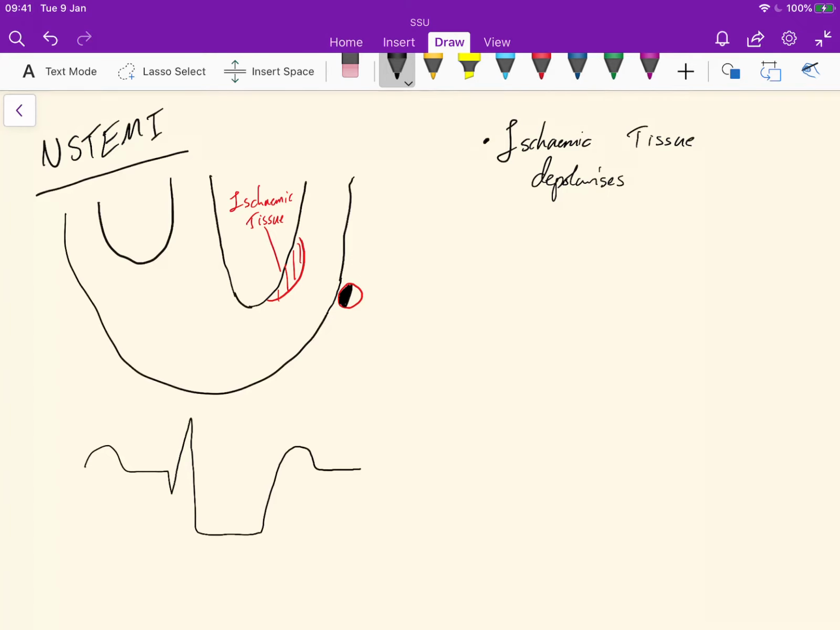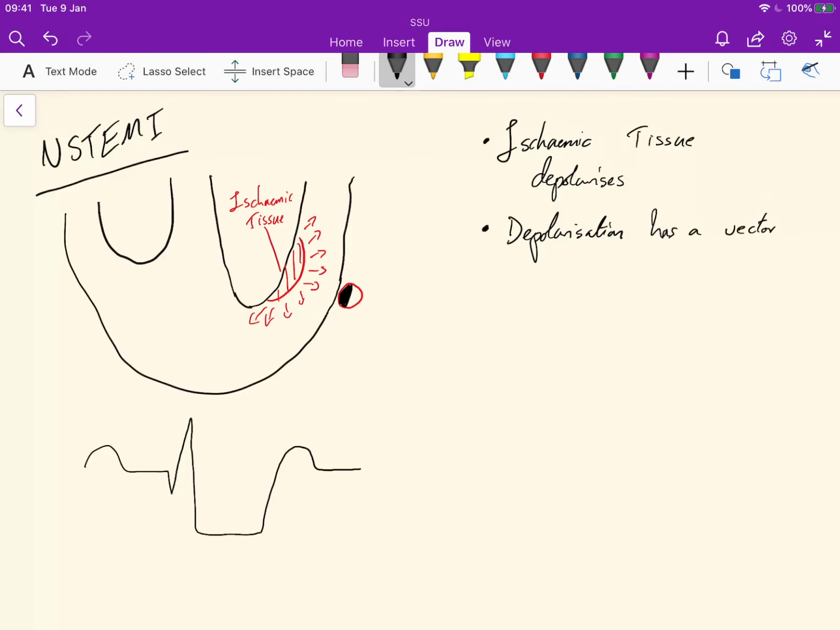The other key point is that the depolarization can actually spread into the surrounding tissue, because between myocytes you have connections, and it means that the ischemia is going to cause depolarization in all the surrounding tissue, like so. So the key point to remember is that this depolarization has a vector. It has a direction that it moves in.